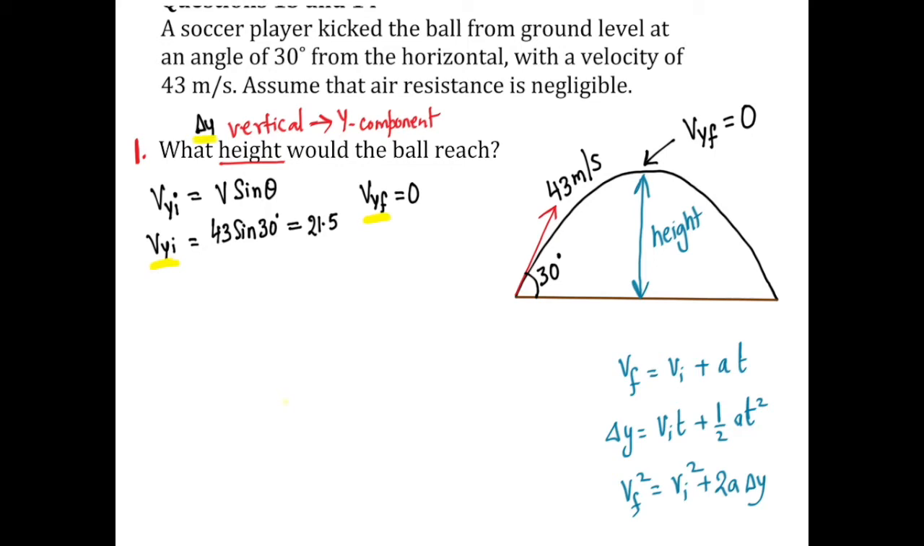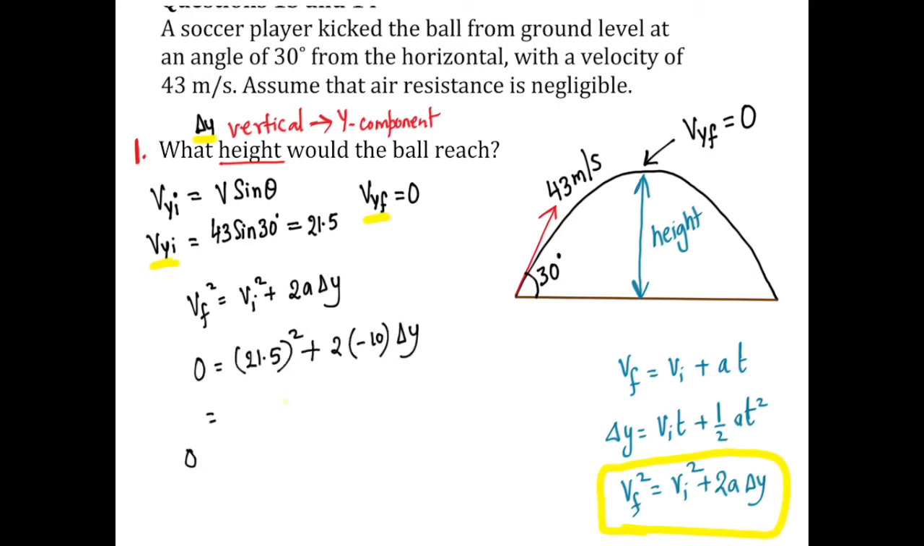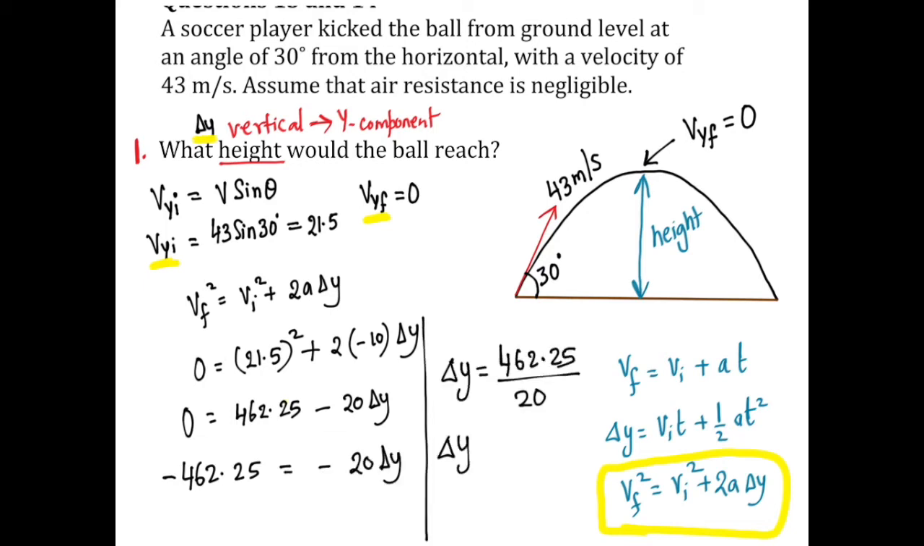Now according to what we have, Vy initial, Vy final, and we want to find delta y. That means the last equation is going to help us. So we'll rewrite that, substitute the values, and then use a calculator to find the value for y. The final value is going to be 23.1 meters. You can go step by step through the equation, rearrange it and get the value for delta y.